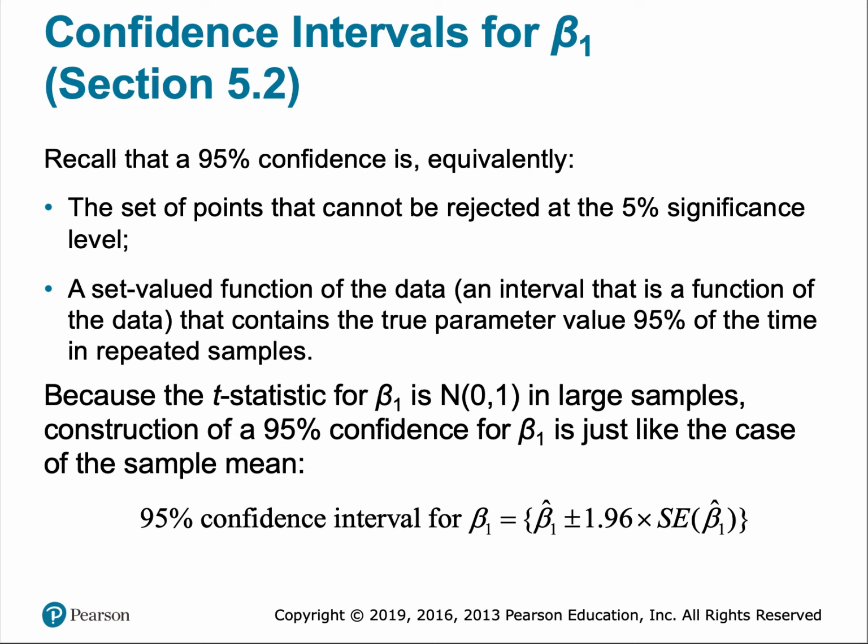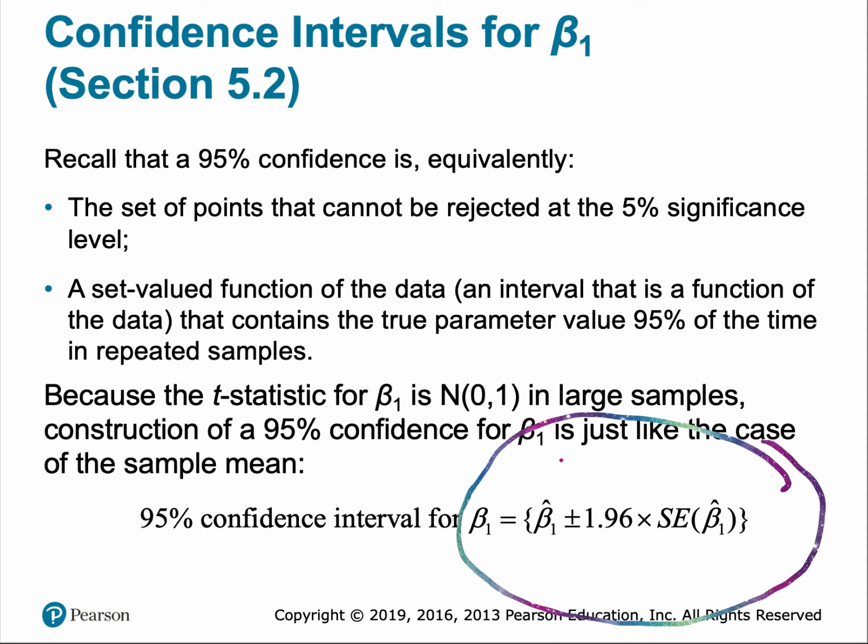Because the t statistic for beta 1 is distributed according to the standard normal distribution in large samples, construction of the 95% confidence interval for beta 1 is just like the case for the sample mean. And that means that the 95% confidence interval for beta 1 will take this form. We'll have the estimate beta 1 hat plus or minus 1.96 times the standard error of beta 1 hat. That's where we will get our 95% confidence interval.